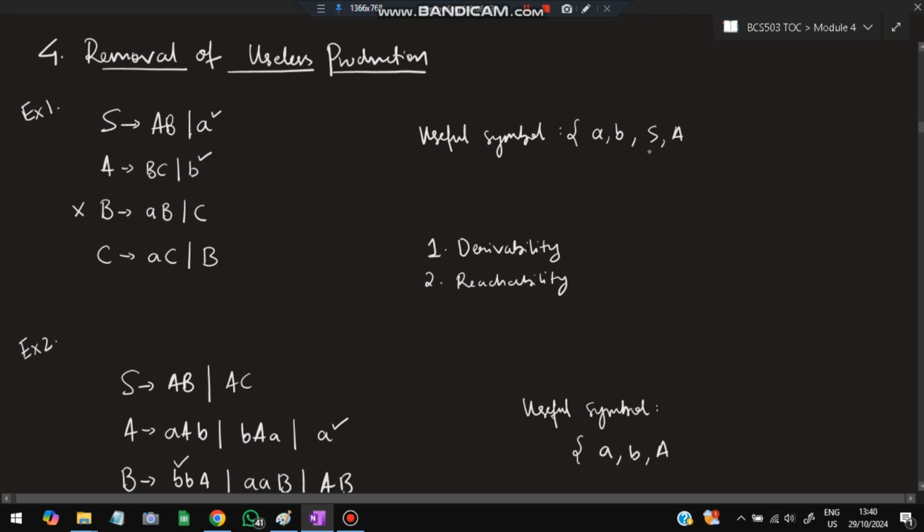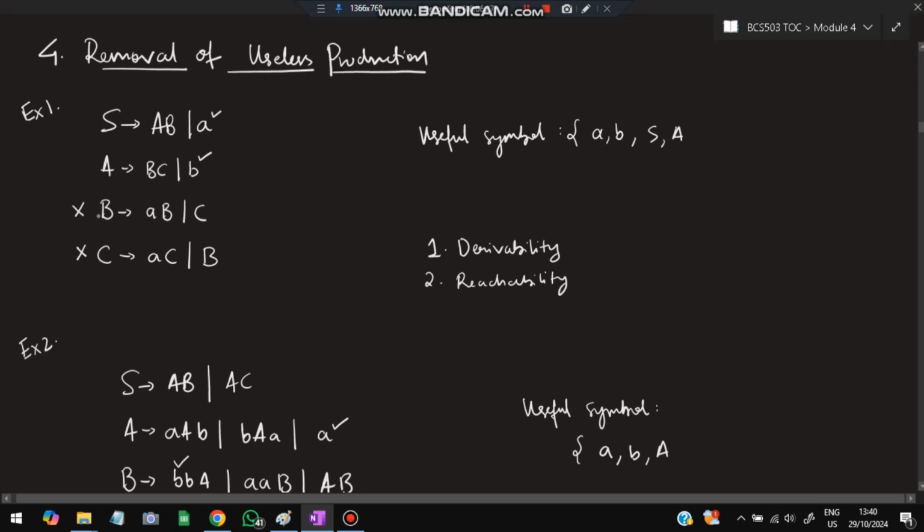AC, is AC present here? A is present but C is not present. B, is B present here? No, it's not. So therefore it is not a useful character or useful production. So we will be removing it, just erasing it from the screen. Then we also have to check that if B and C are not useful, wherever either B or C has come, that will also become not useful.